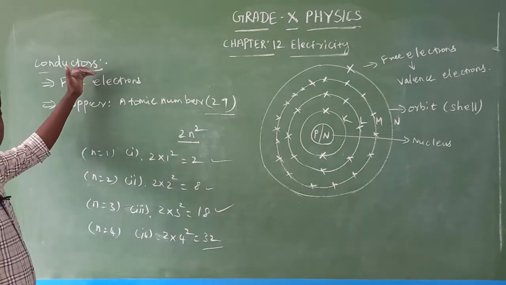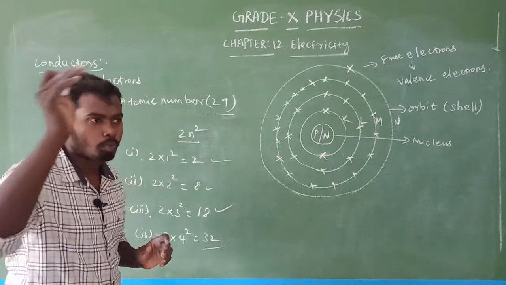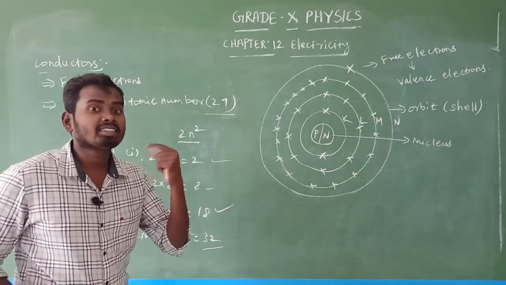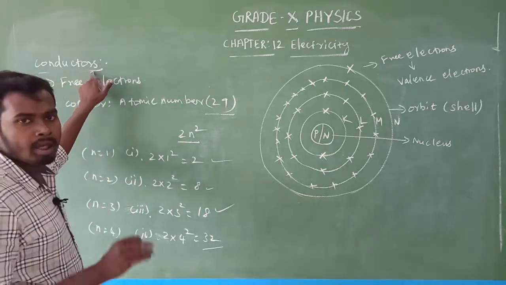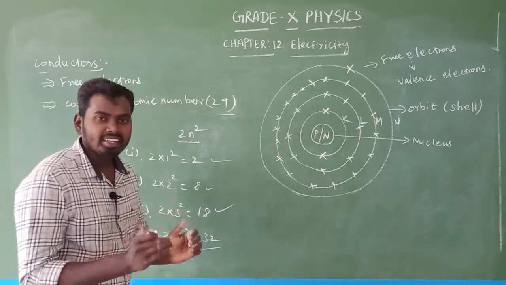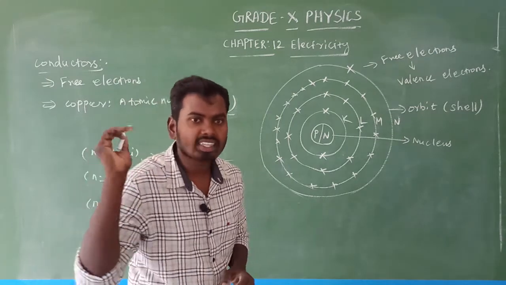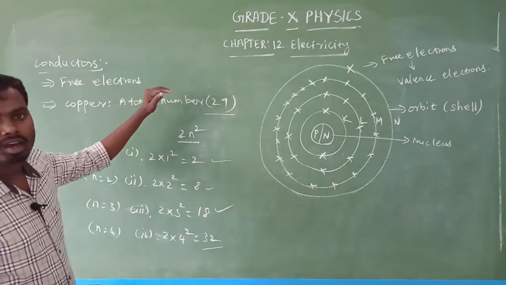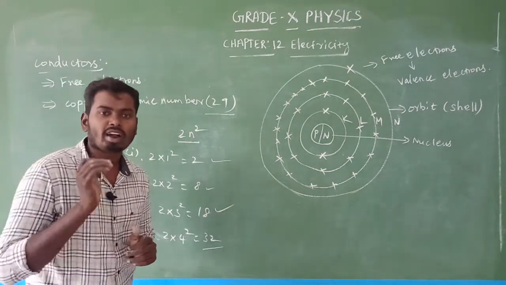So what are the conclusions here? In this world so many things are there. All things do not allow the current to pass through them, which means all things do not conduct the current. Few things only conduct the current. They are called conductors. Next question arises here: why do conductors only conduct the current? Because the main reason is they have free electrons. So what are free electrons, sir? You may ask me.